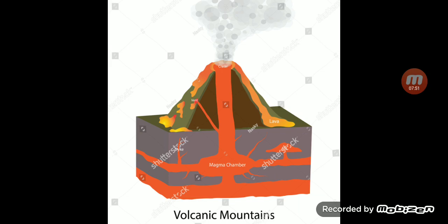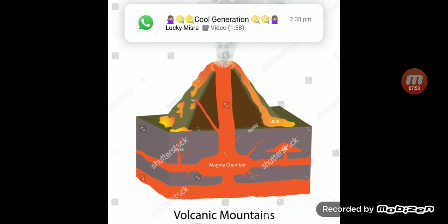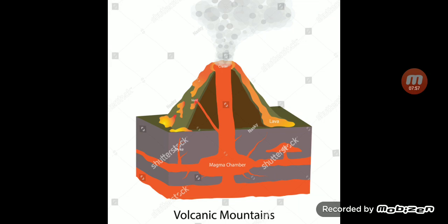The important volcanic mountains in the world are the Etna and Vesuvius in Italy, the Kilimanjaro in Africa, the Fujiyama in Japan, the Cotopaxi in South America, the Krakatau in Indonesia, and the Rainier in the USA.